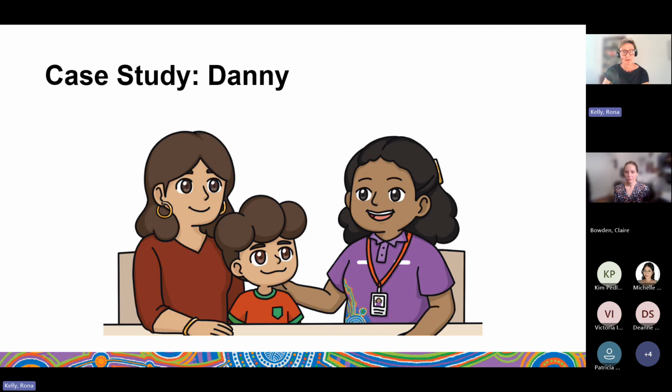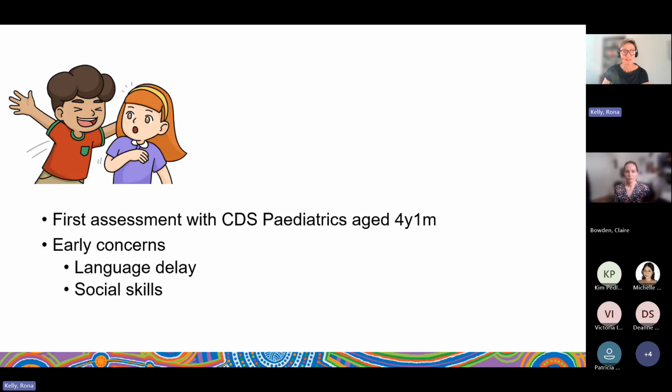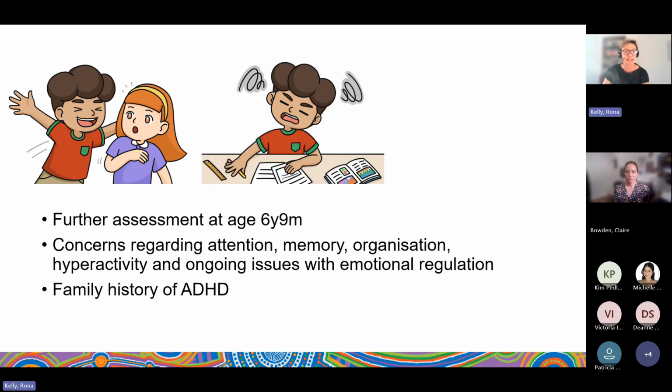So reintroducing everybody to our case study, Danny, we met him 2 months ago now and reviewed his journey with the Child Development Service and his transition to a shared care arrangement with his GP. For those who didn't attend, briefly going through Danny's story, he had his first assessment in the paediatric clinic at age 4 due to early concerns with language delay and some differences in his social skills. Subsequently, he had further assessment at age 6, having been referred back by his social worker, and there were concerns that were more in keeping with possible ADHD.